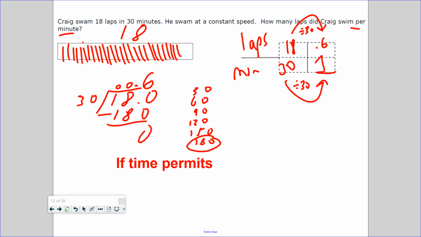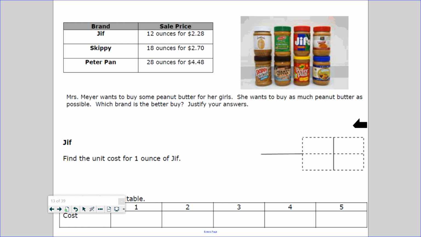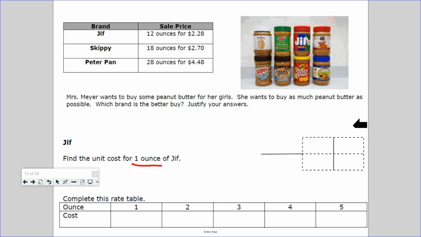So what you're going to do now is answer these questions and show me how much it costs for these peanut butters. There's Jif, Skippy, and Peter Pan. Mrs. Meyer wants to buy some peanut butter for her girls. She wants to buy as much peanut butter as possible. Which brand is the better buy? Justify your answer. Jif costs 12 ounces for $2.28. Skippy costs 18 ounces for $2.70, while Peter Pan costs 28 ounces for $4.48. So the bigger the bottle you buy, I guess you pay more. But which bottle costs the cheapest for 1 ounce?